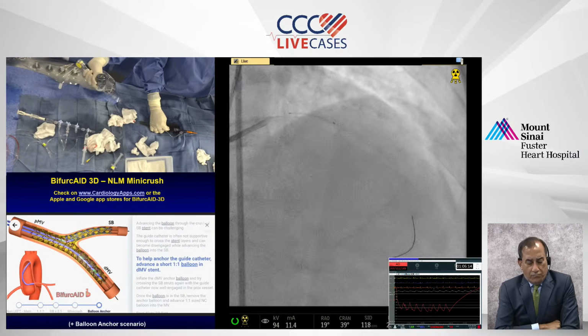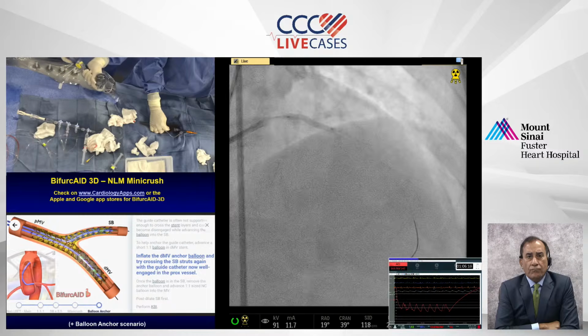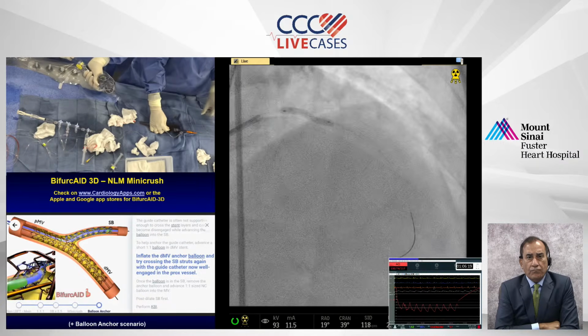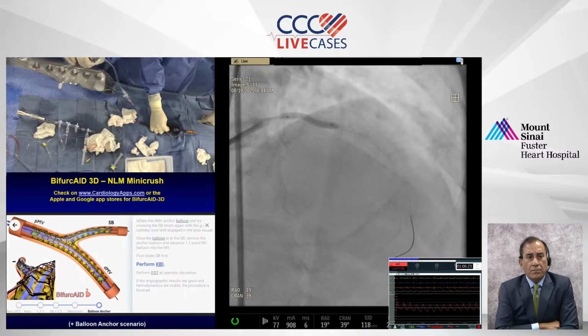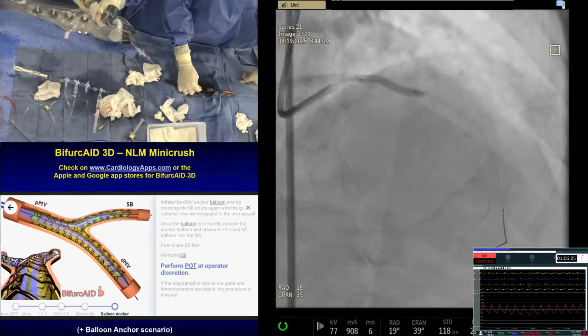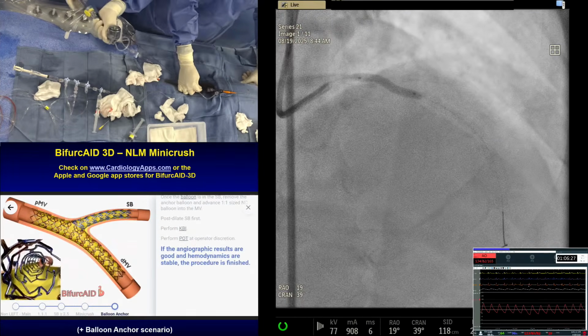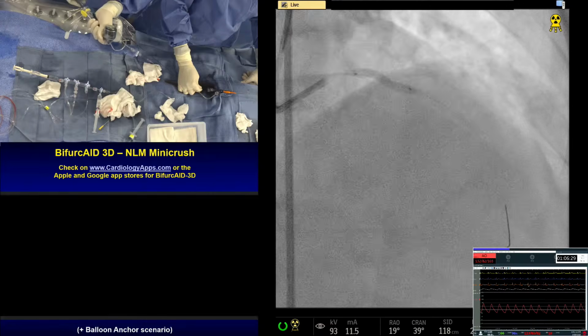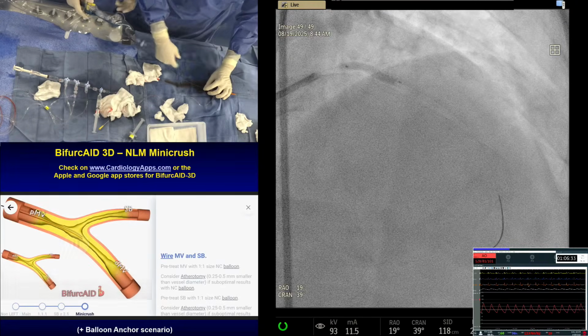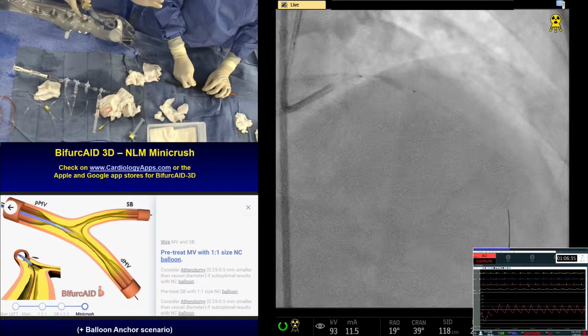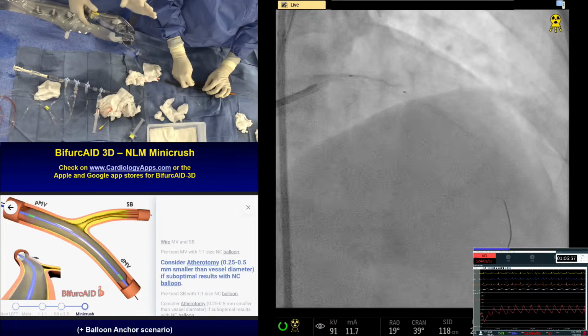The wire has come out. As you can see, the technique of the mini crush is being shown. Good. And we are going to do non-left main overlap. Yeah, good. Let's go down inside a little bit. And once you pull back the wire, keep the wire in the guide because you have to recross it.